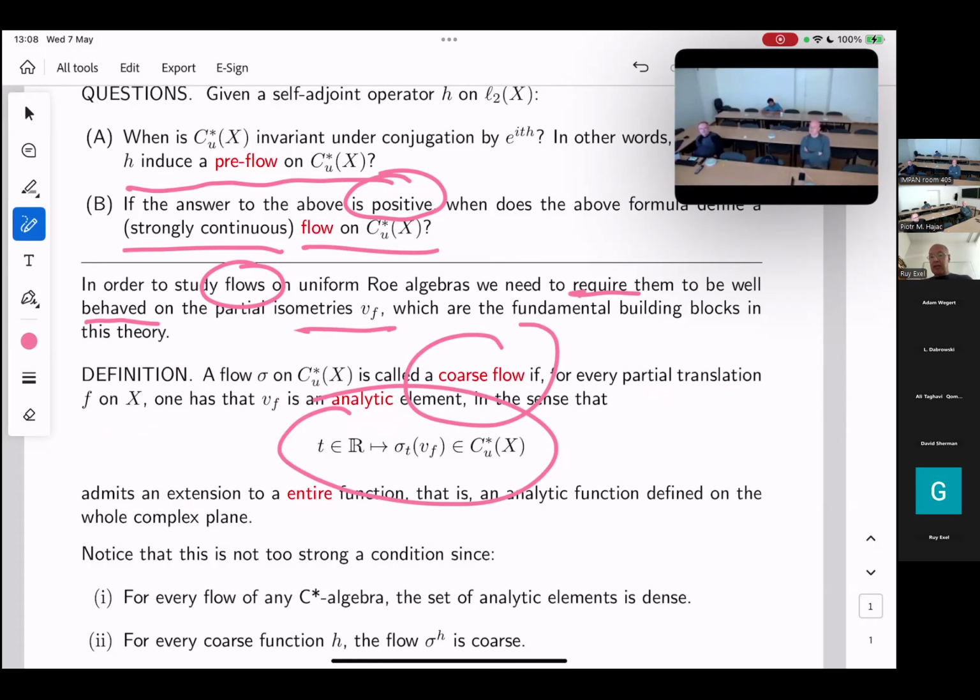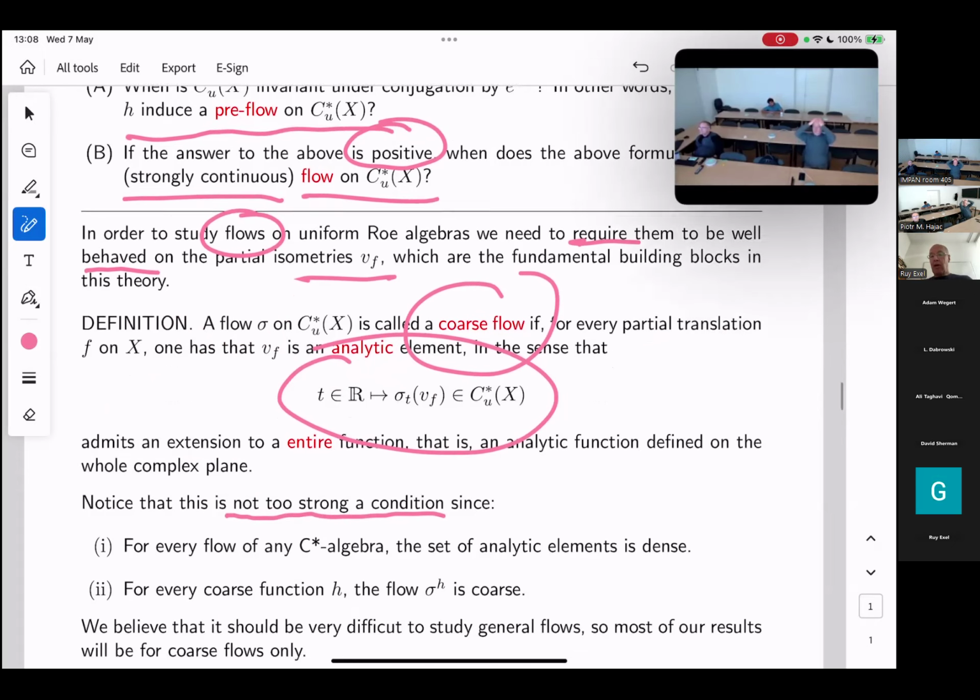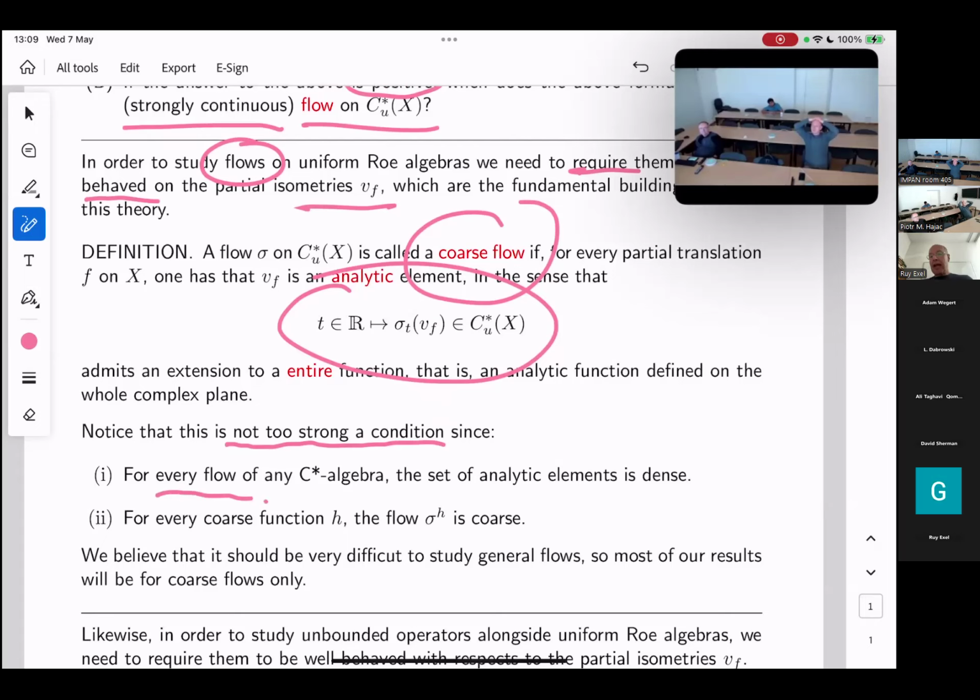I should argue that this is not too strong a condition, because every flow on any C-star algebra contains a dense set of analytic elements. It's a general theorem. Every time you have a strongly continuous flow on a C-star algebra, the elements that make this function admit an entire extension are dense. So there's always plenty of elements to look for, and we want the flow to be such that those VFs are contemplated as being analytic.